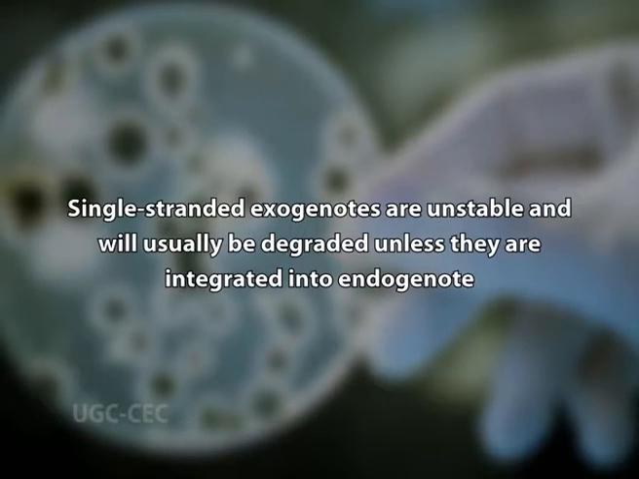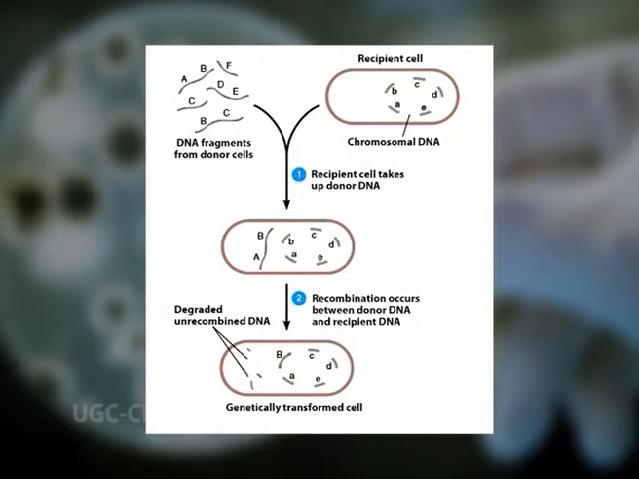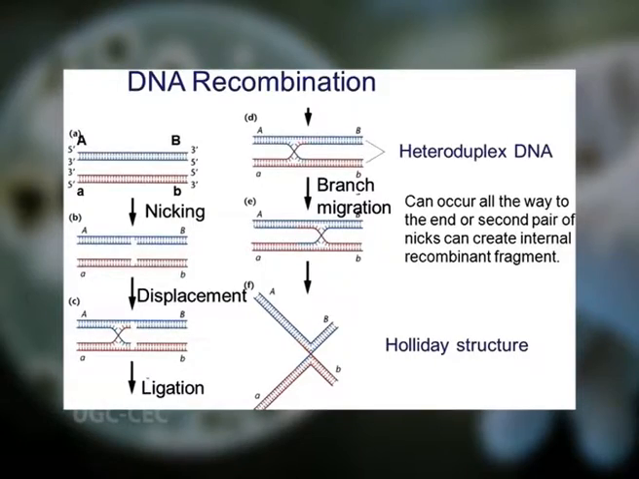Single-stranded exogenotes are unstable and will usually be degraded unless they are integrated into the endogenote. By the process of homologous recombination, the transforming DNA integrates into the bacterial chromosome. If the exogenote contains an allele of the endogenote, the resulting recombinant double helix would contain one or more mismatched base pairs and is referred to as a heteroduplex, that is, double-stranded DNA in which the two strands have different origins.